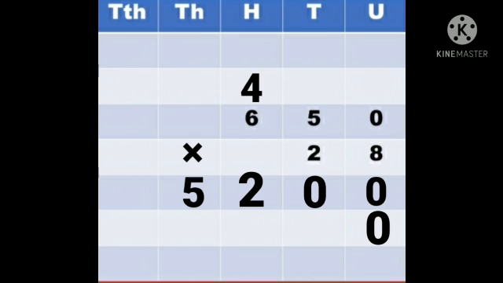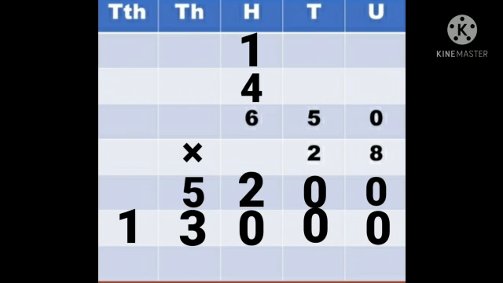So 2 0 times is 0. 2 5 times is 10. 1 we will carry over in 100 place. 0 we will write in 100 place. So 2 6 times is 12. 12 plus 1 will give you 13. 1 we will write in 10,000 place. 3 we will write in 1000 place.